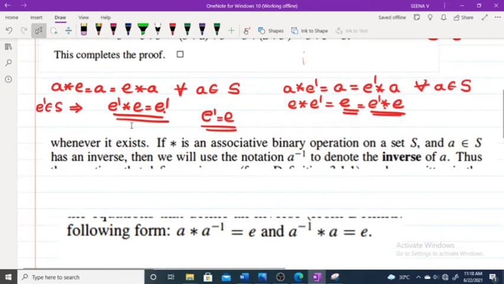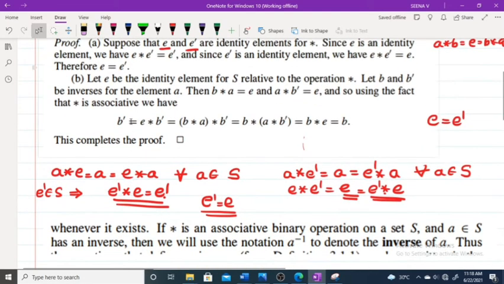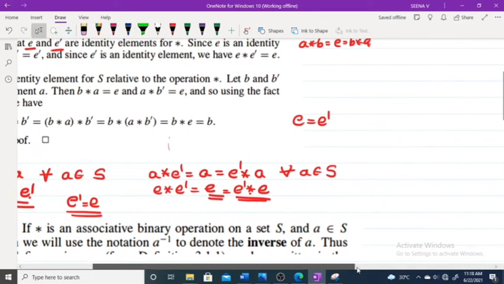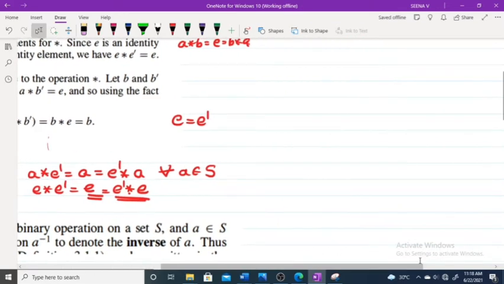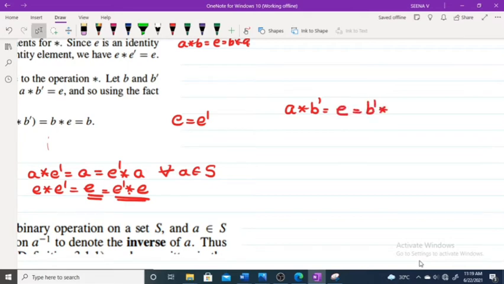Now next is, inverse is unique. For this, we suppose that b and b dash are two inverses of some element a. Suppose e is the identity element, and b and b dash are inverses of a. That means a star b dash equals e equals b dash star a. Similarly, as b is the inverse, a star b equals e equals b star a.